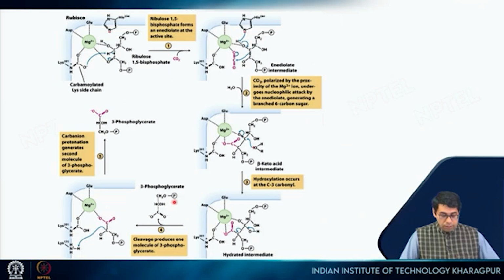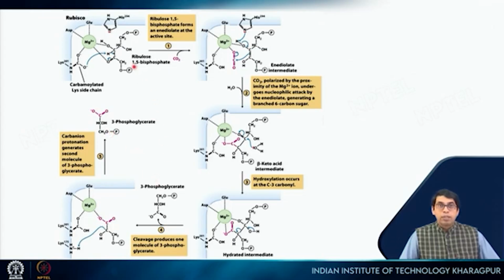So this is 3-phosphoglycerate. So this is carbon 1, carbon 2 and carbon 3. It is phosphorylated at that position. So it's a 3-phosphoglycerate. Now this rest part is still attached in the active site, right? So a proton will be donated by this lysine to this carbanion, and now it will be released as a second molecule of 3-phosphoglycerate, right?